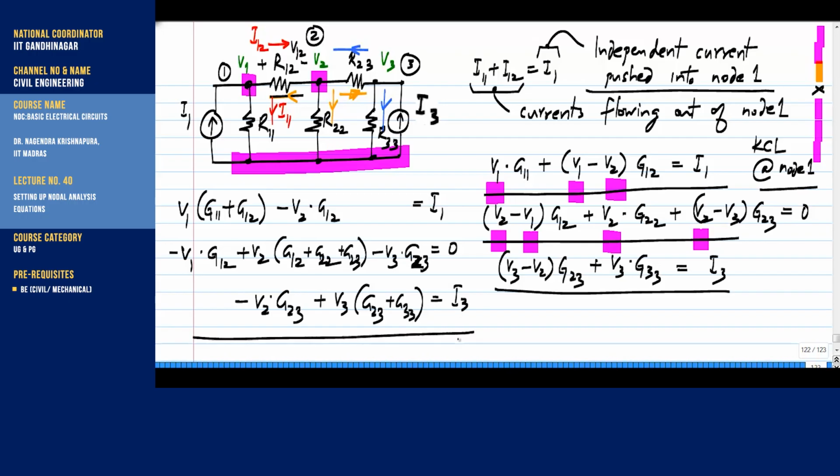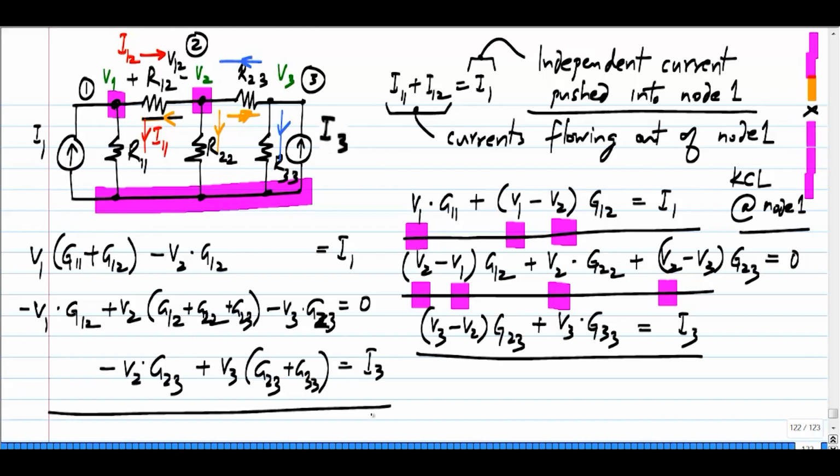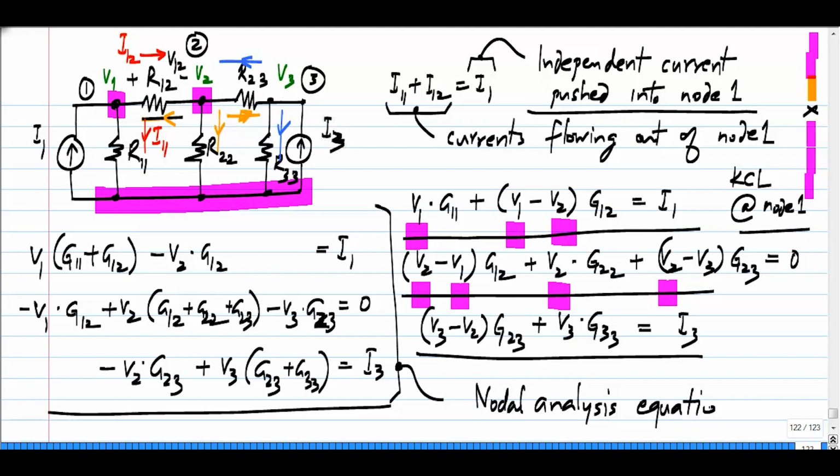Okay. I have 3 equations and I have 3 variables to solve for, V1, V2 and V3, and from that I can easily figure out what happens in the rest of the circuit. Okay. So, this set of 3 equations, and for an n node circuit, n minus 1 equations, these are known as nodal analysis equations. Okay.